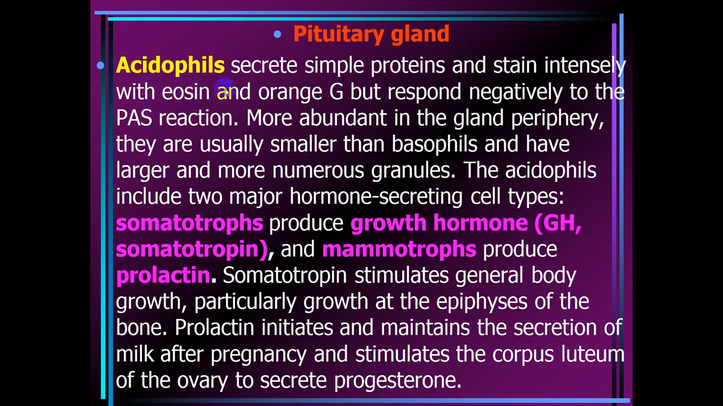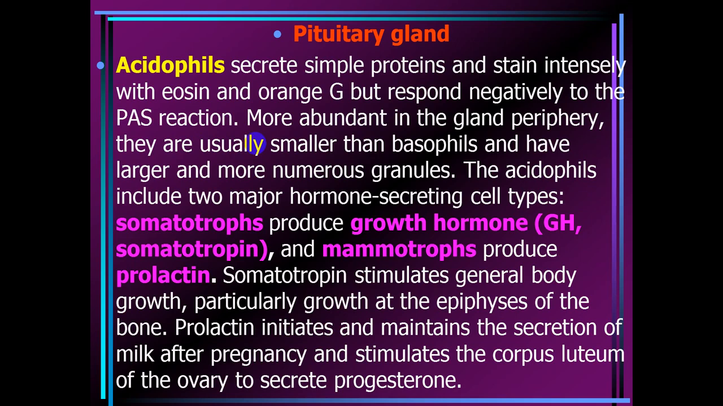Acidophils secrete simple proteins and stain intensely with eosin, also with orange G, but respond negatively to the PAS reaction. They are more abundant in the gland's periphery, which means that they lie on the periphery of the epithelial cords, and they are smaller than basophils, but their granules are larger and more numerous.